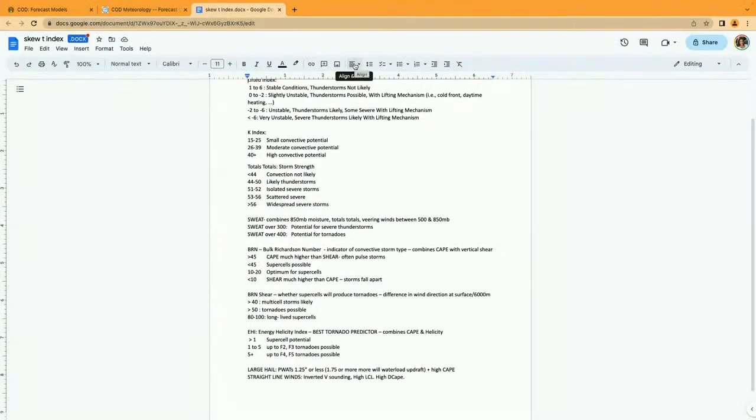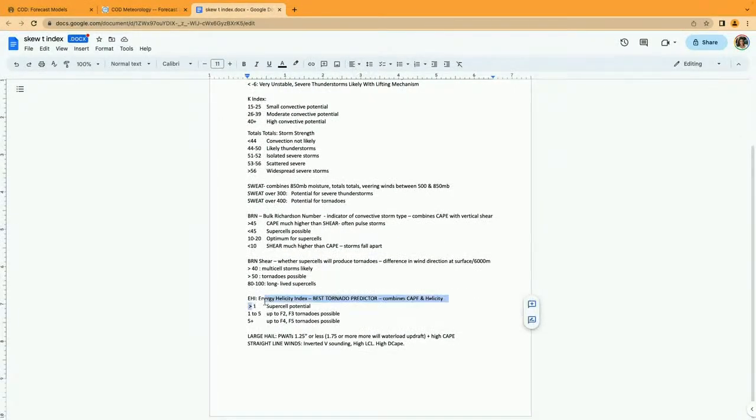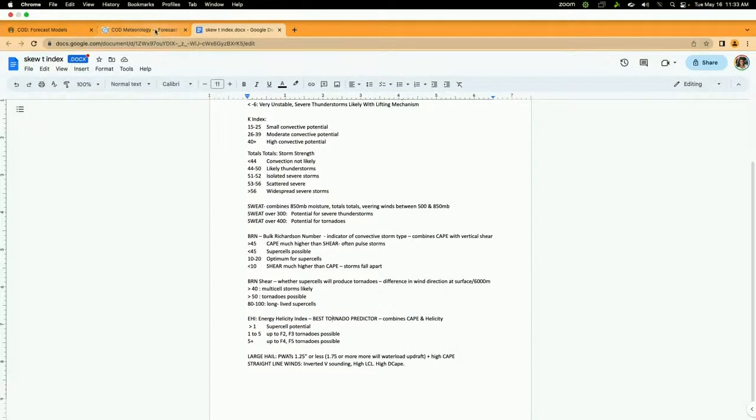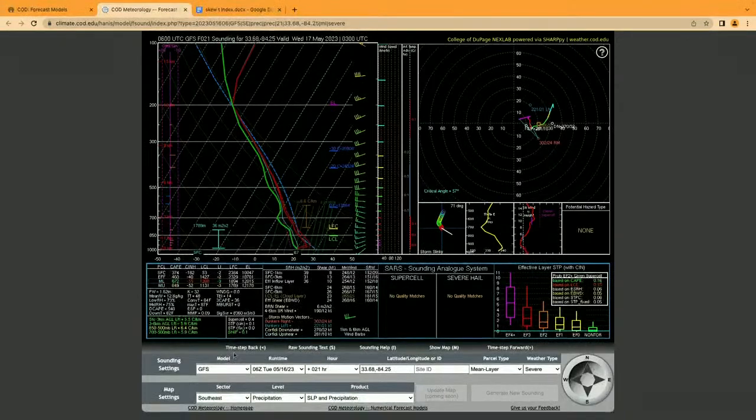Okay, the EHI is the best tornado indicator. I'm down here. It is the Energy Helicity Index, which is the best tornado predictor. Let's see what the EHI is on this Skew-T. Do we see the EHI? I do not see the EHI on this Skew-T.